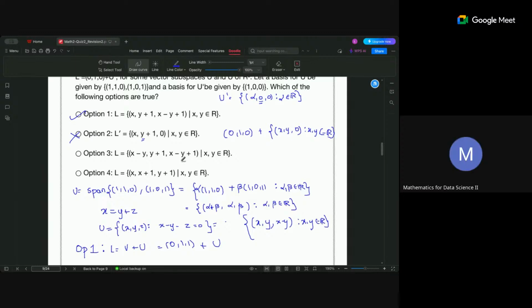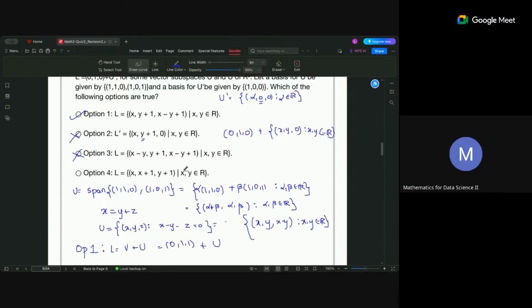So here you see you have x minus y. And when you add (0, 1, 1), the vector you are getting is (x minus y, x minus y). But that is not our subspace. So option 3 is incorrect. Do you all understand why option 3 is incorrect? Yes or no? Yes, ma'am.